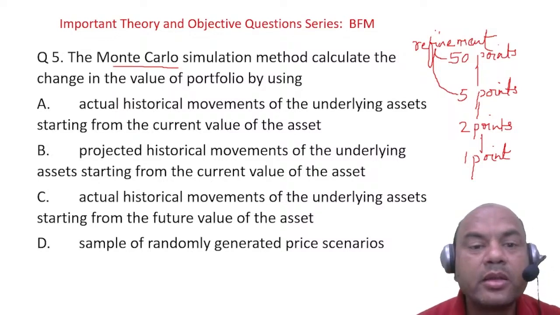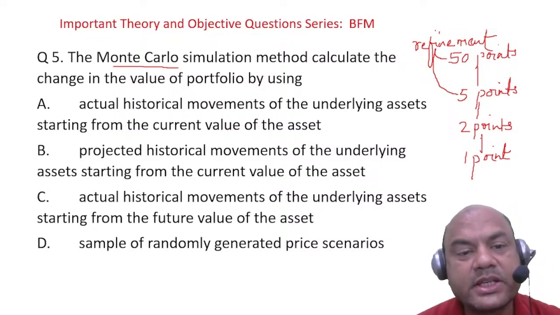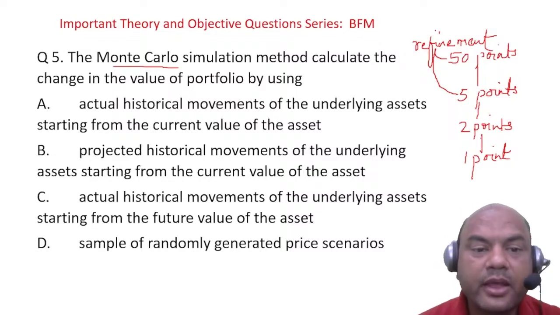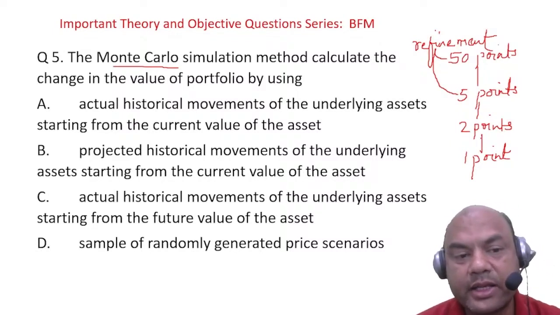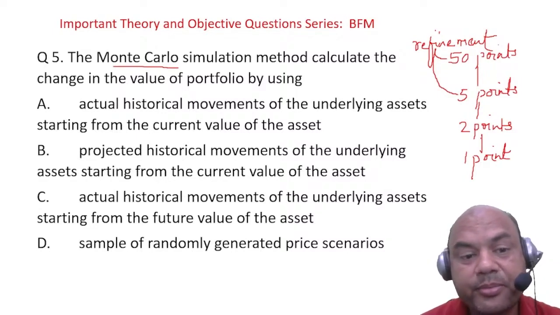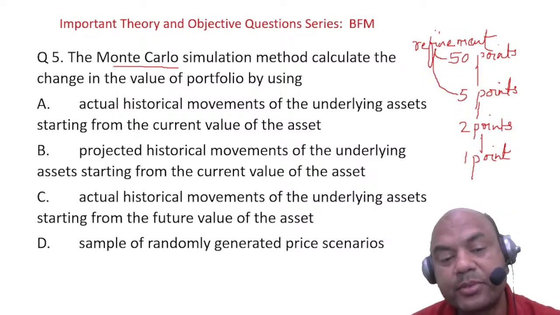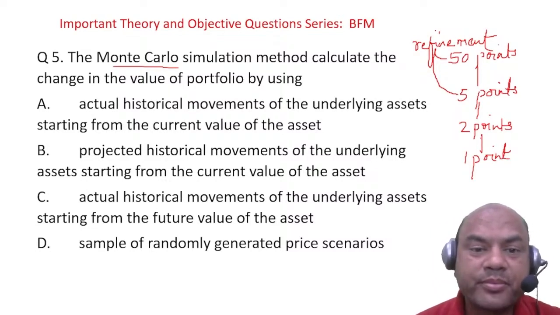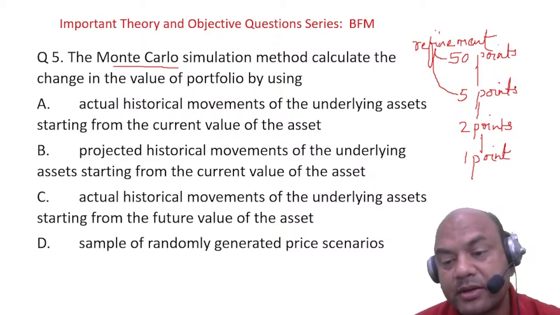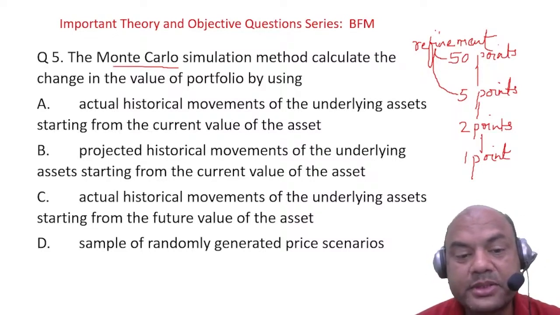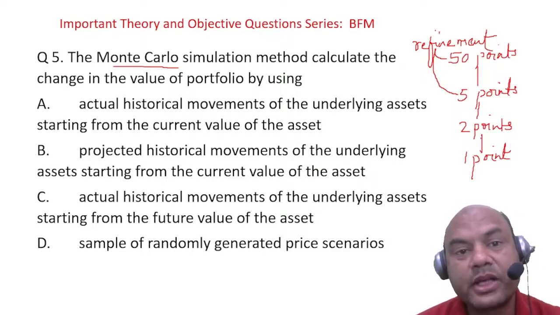The Monte Carlo simulation method calculates the change in the value of the portfolio using actual historical movements of the underlying assets starting from the current value. Now see here, the answers are similar to that earlier one. Projected historical movements of the underlying assets using the current value of the assets. Actual historical movement of the underlying assets starting from the future value of the assets, and sample of randomly generated price scenarios. Answers seem to be similar. But the answers are different over here.